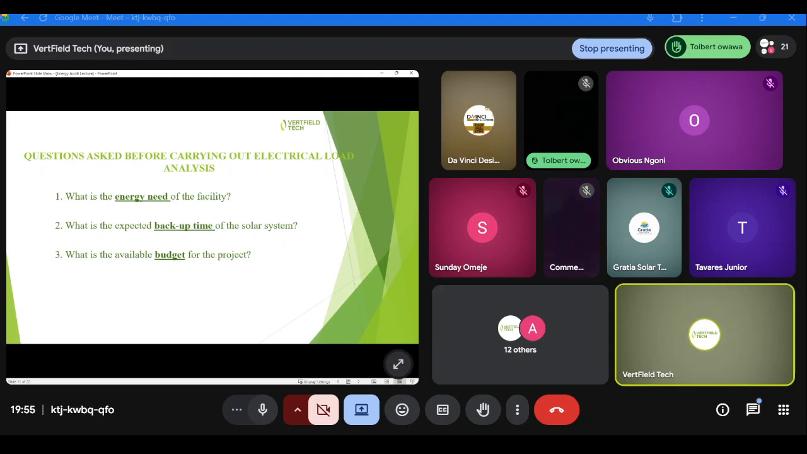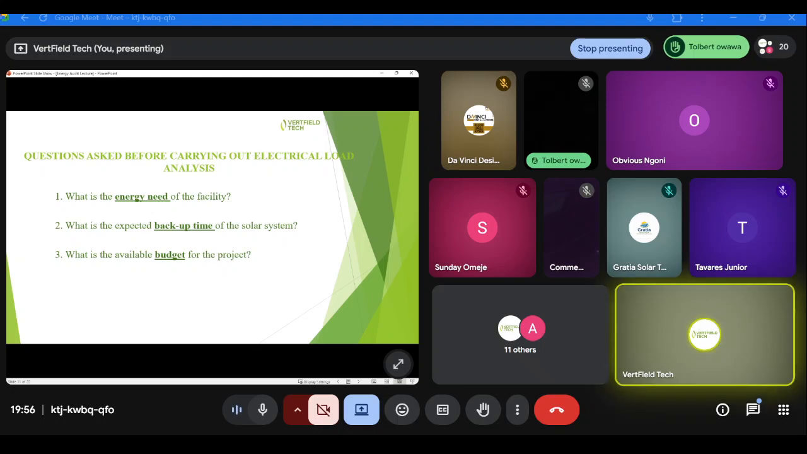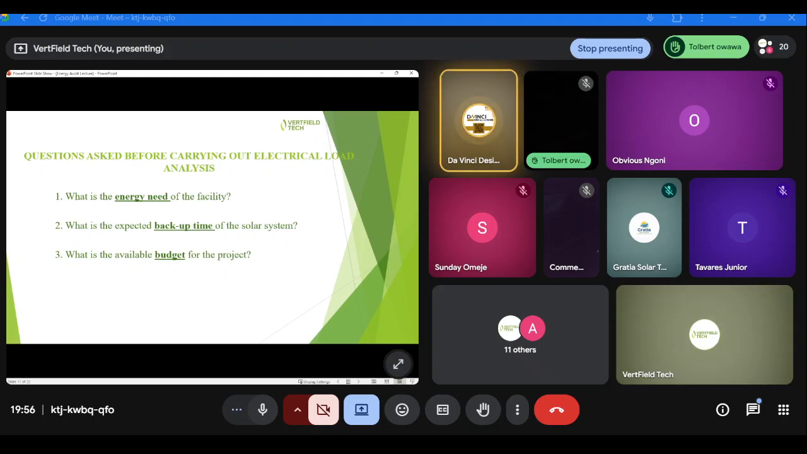There are two principal questions to ask, and a third question asked also as a bonus.